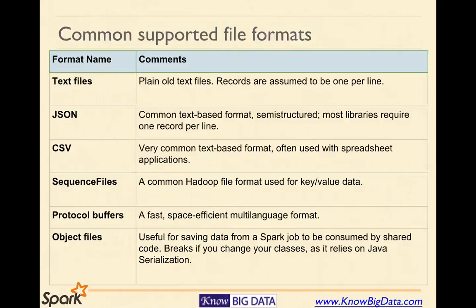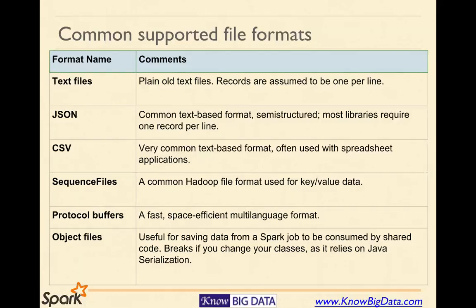Text file is standard. We have been using text files, probably the oldest format. Then JSON is something we have already talked about, JavaScript Object Notation. CSV is where the lines are separated by new line, and each line contains values which are comma separated. Sequence file is a common Hadoop file format, which is basically binary key value, where the key is the name of the file and the value is the content of the file.